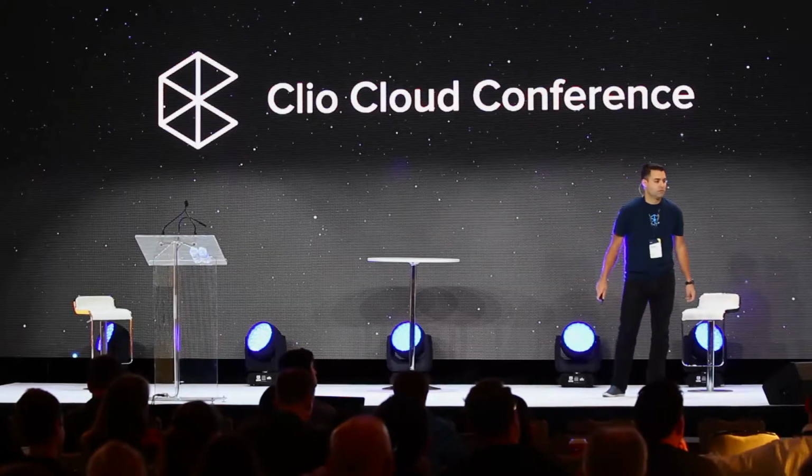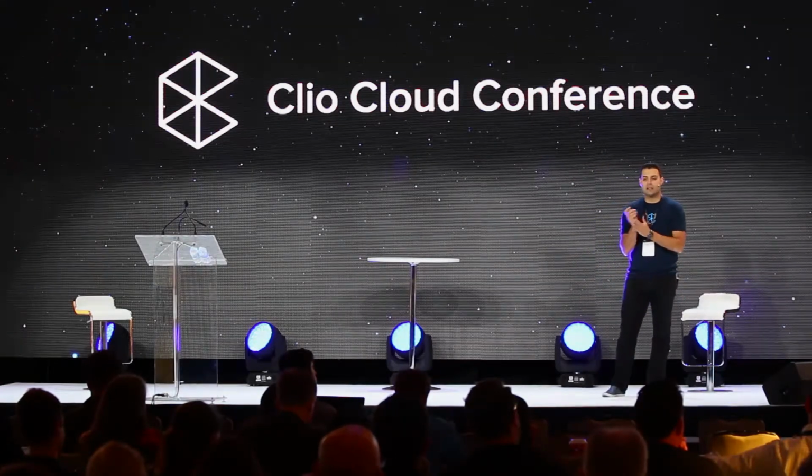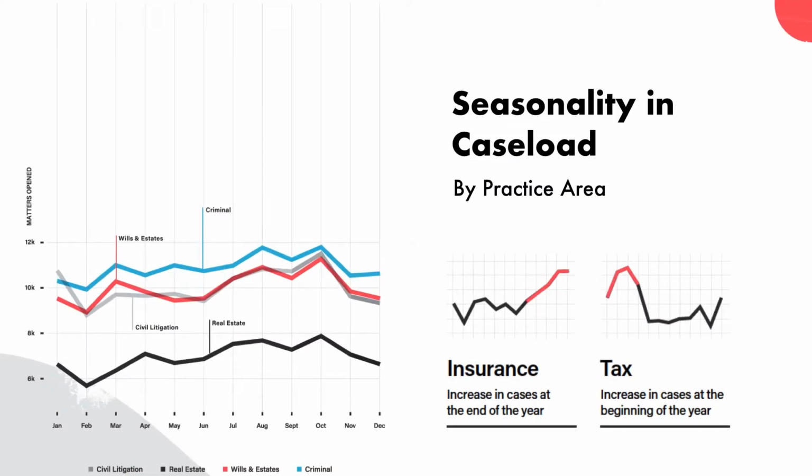Okay, next one, seasonality. What we were able to look at is when do people open their matters, like create new cases basically, and divide them by practice area, and then also over the month of the year to look for trends. Are certain areas of law busier, as measured by the number of cases being opened at certain points in time?